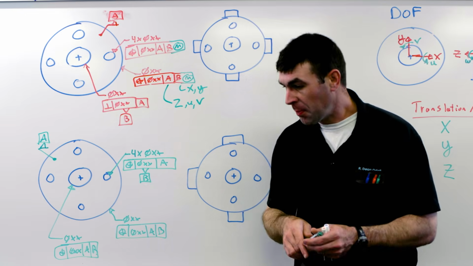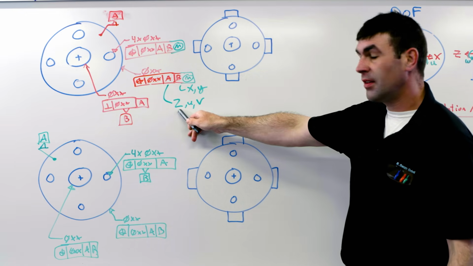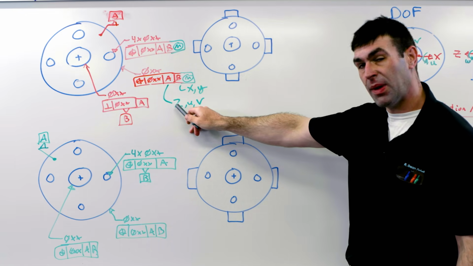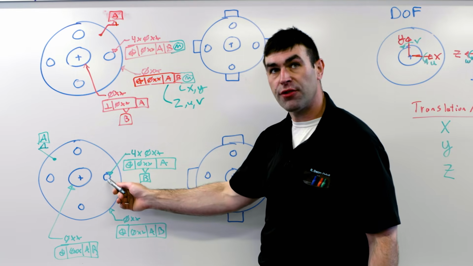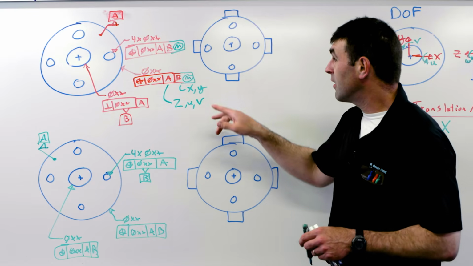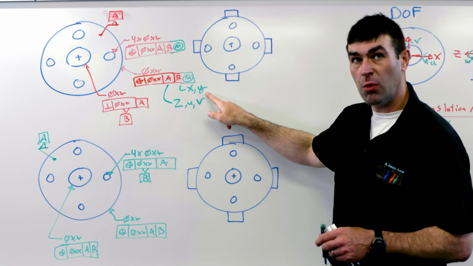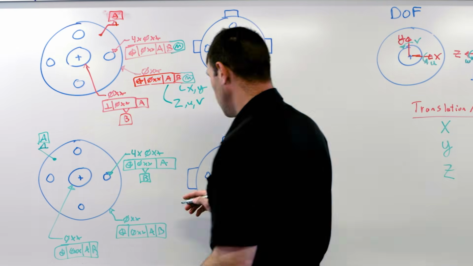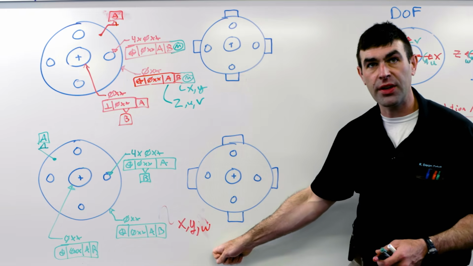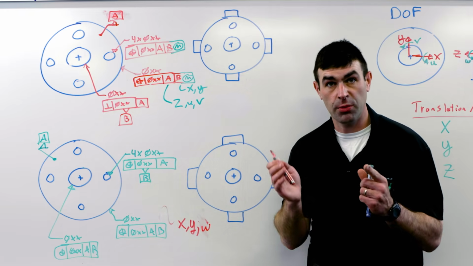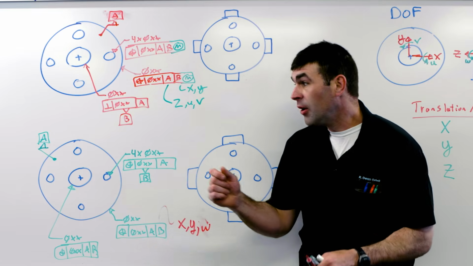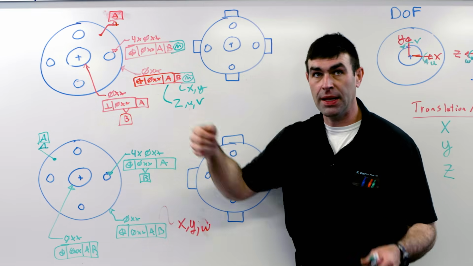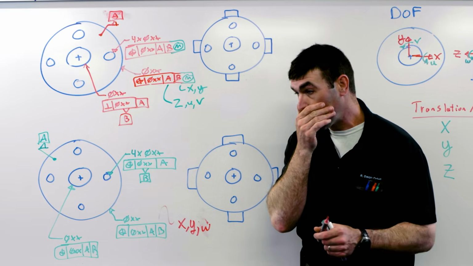Now in this case, this still applies. Datum A takes away Z, U, and V, but we're using these 4 holes together to take away X and Y. The difference is, now this is going to take away W. It takes away rotation because it's 4 pins. The thing physically can't spin. Whereas if you fit it over a cylindrical pin, it can spin.